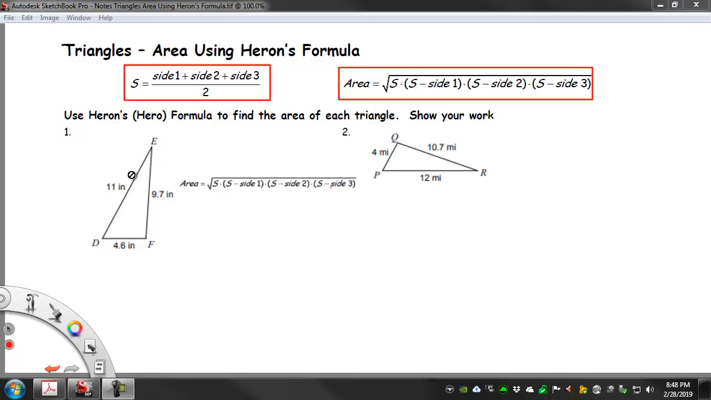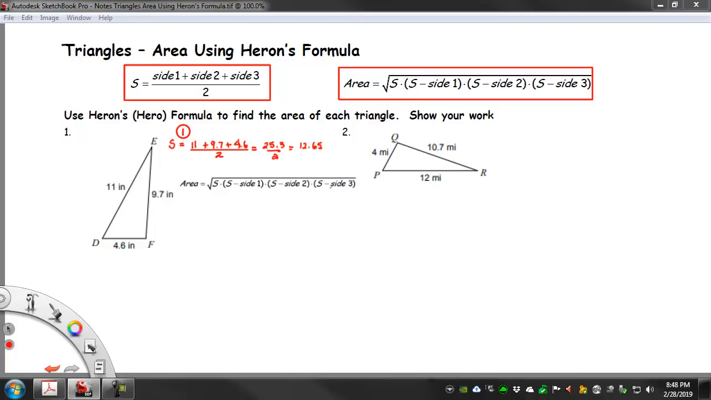And the idea is we take a triangle, we add up all the sides, so we can see we have side 1 plus side 2 plus side 3, and we divide it by 2. And we're going to call that number the letter S. So you can see right here in this formula, you have S times (S minus side 1), (S minus side 2), and (S minus side 3). That's going to give us a number. And now when we find that number, we're going to take the square root of that number, and it's going to give us the area of that triangle.